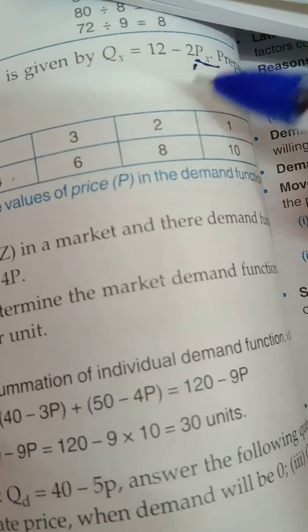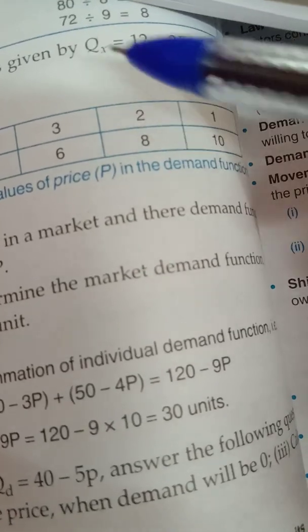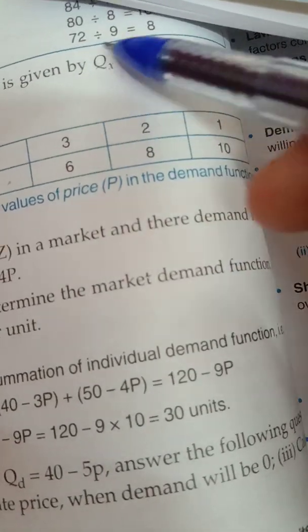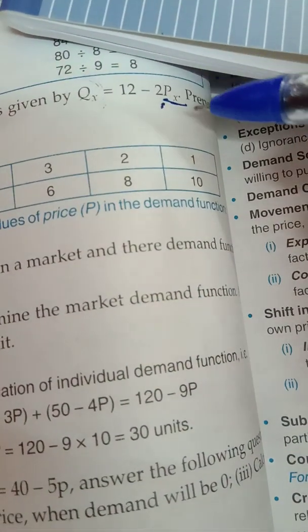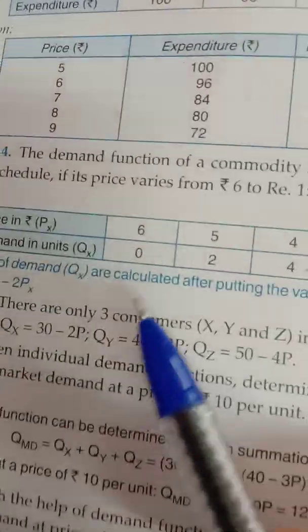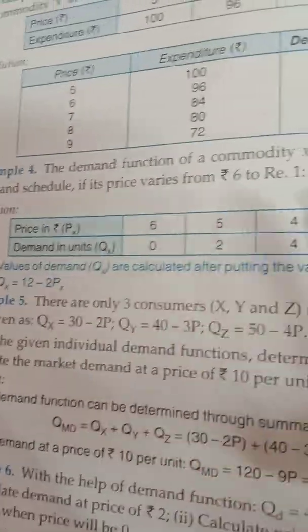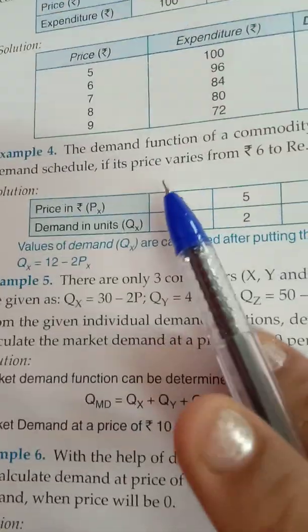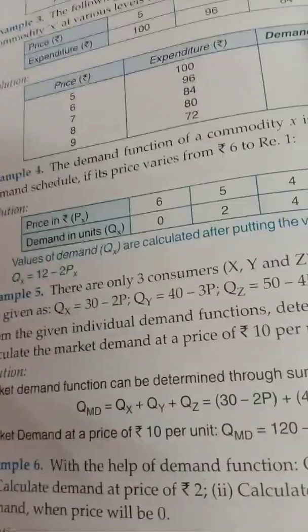Now you put price 2 there: 2 times 2 is 4, 12 minus 4 is 8. 8 is the quantity demanded, calculated by this equation. Then you put price 1 there, and you will get a quantity demanded of 10 units. And likewise you make the table for 6, 5, 4, 3, 2, 1, and you will get the quantity demanded 0, 2, 4, 6, 8, 10. You just calculate it with this equation, because it has been set in the question that price varies from 6 to 1, so you put the price from 6, 5, 4, 3 to 1.